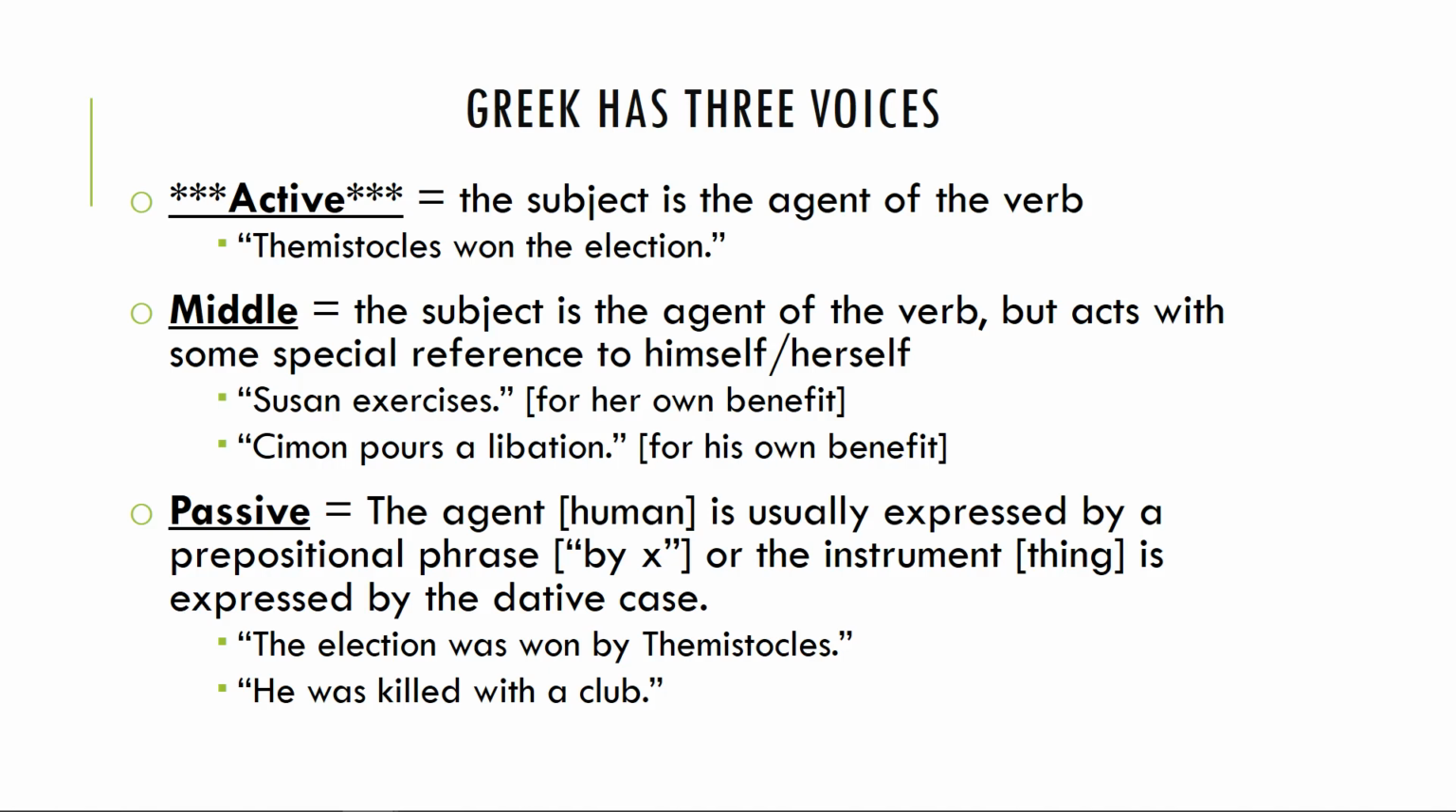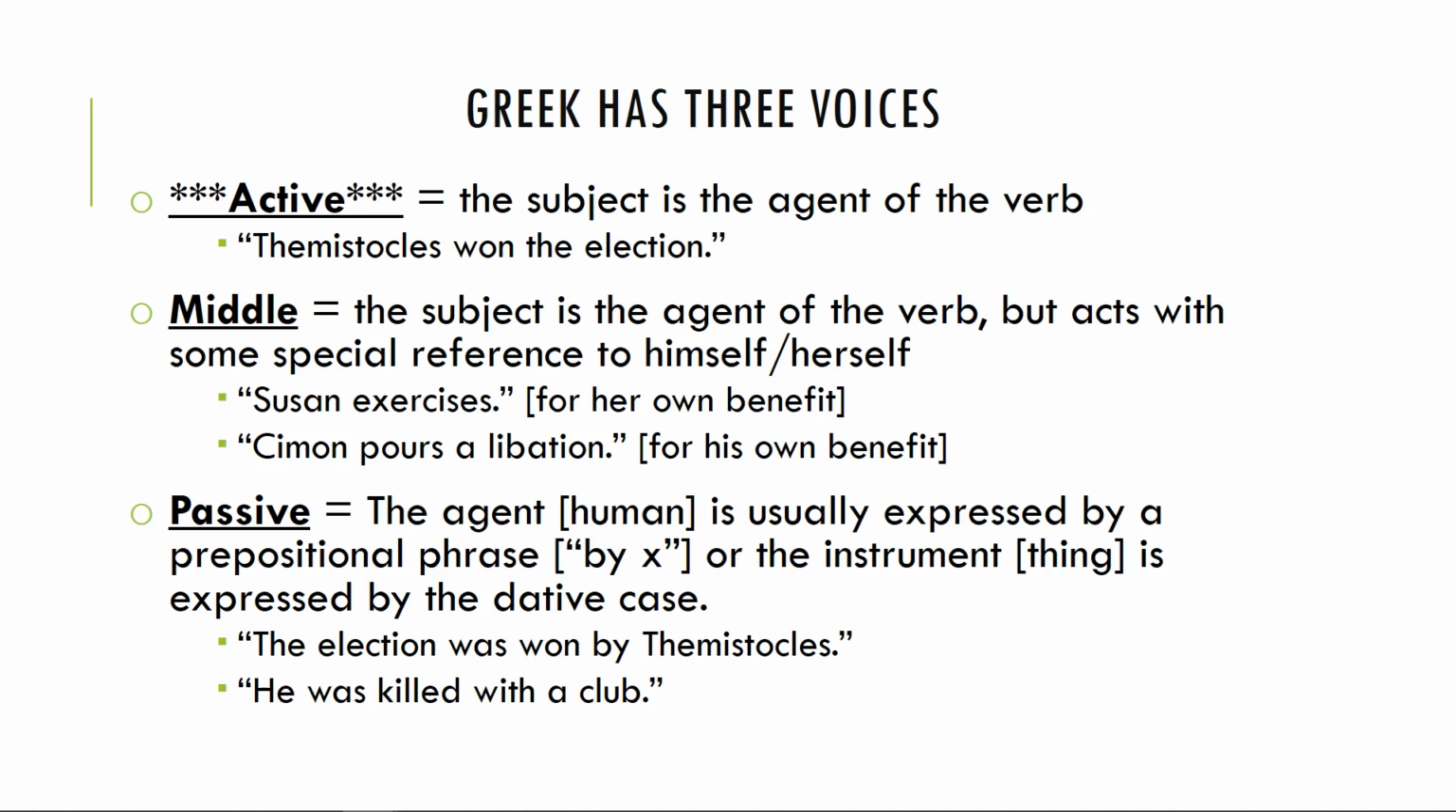The passive, I'm going to skip ahead. The passive is when the subject is the thing upon which the verb is acting. So the election was won by Themistocles. He was killed with a club. As one of my students said, you can tell it's a passive verb if you can add the phrase by vampires to the sentence and it makes sense. So it's the case where what had been the subject, the agent, is usually expressed by a prepositional phrase or the instrument, right? So agent would be Themistocles. He was killed with a club, the instrument. This is something that the Greeks use the dative case for.